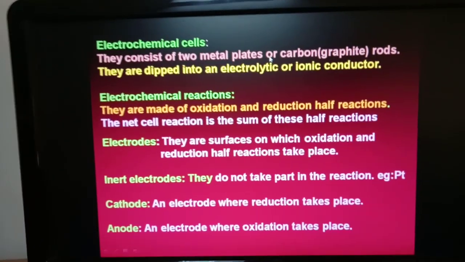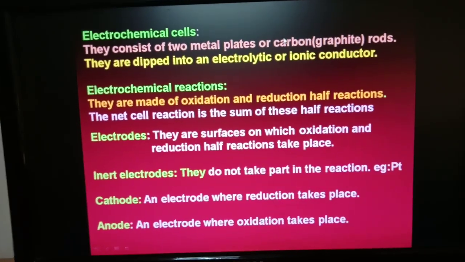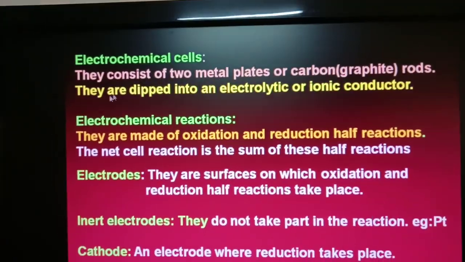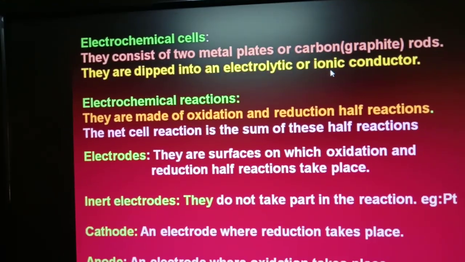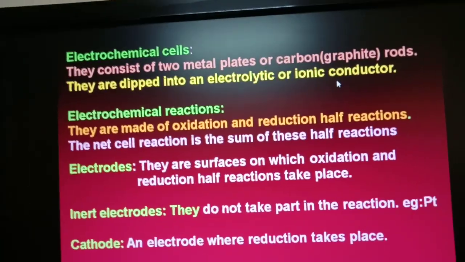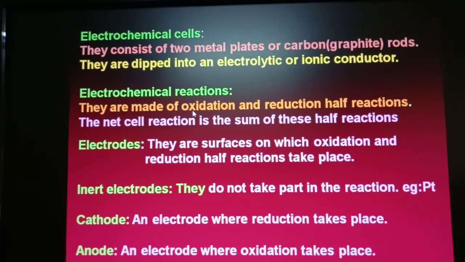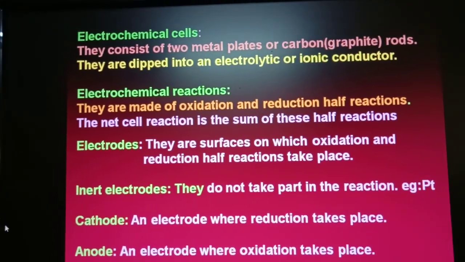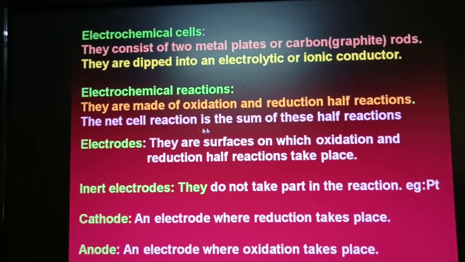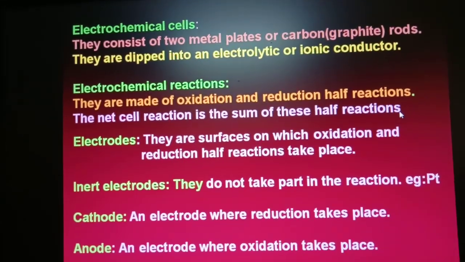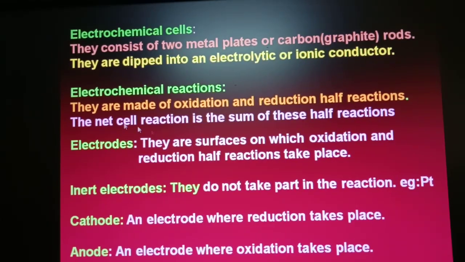The next point is types of cells. So now we are going to study electrochemical cells. They consist of two metal plates or non-metal rods, that is carbon or graphite rods. They are dipped into an electrolytic or ionic conductor. Electrochemical reactions are made up of oxidation and reduction half reactions. The net cell reaction is the sum of these half-cell oxidation and half-cell reduction reactions.